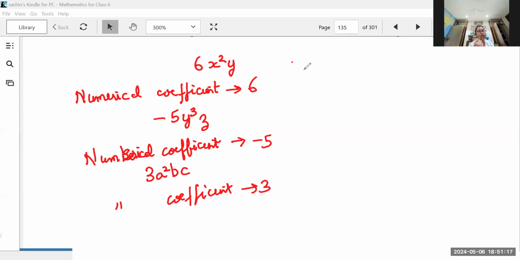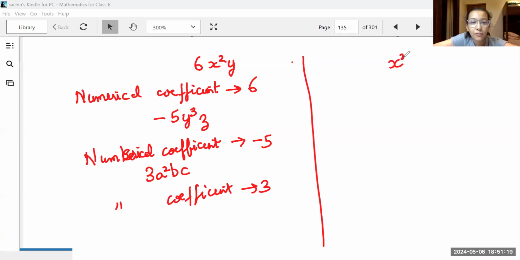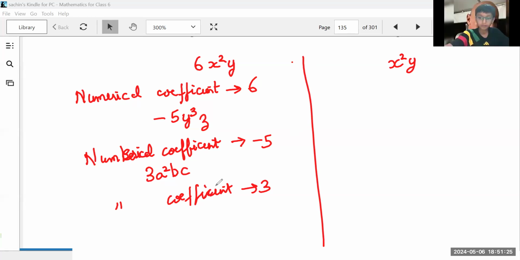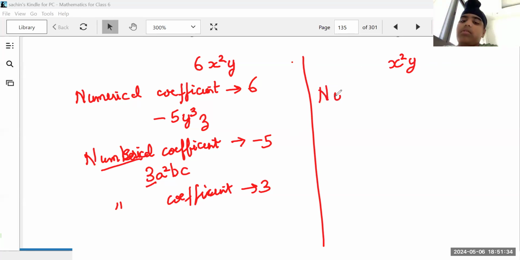Sir, can there be two numerical coefficients? I didn't get it. What's a coefficient? You just said coefficient, beta, is whatever is left except that. But when we talk about numerical coefficient, it is only the number. Now, what is the coefficient of x square y? Who can answer? Raise your hand.